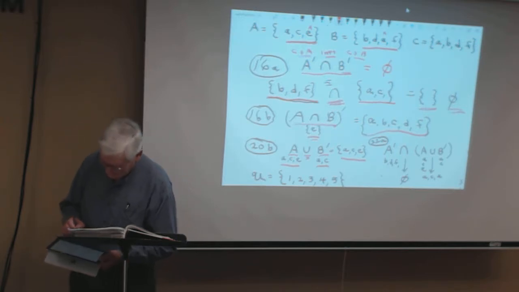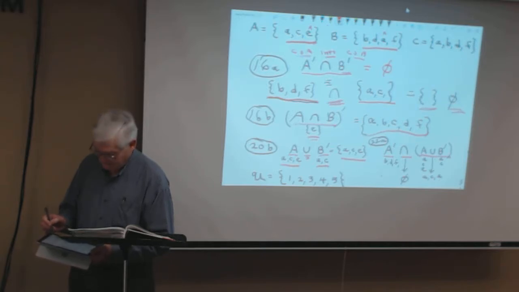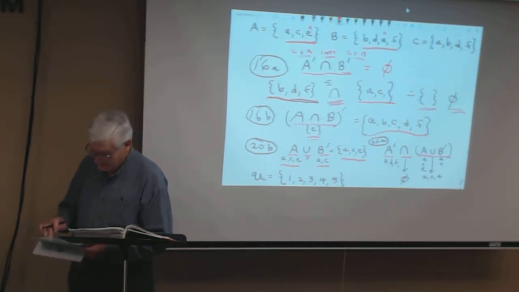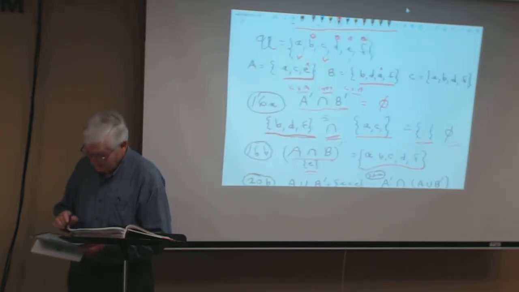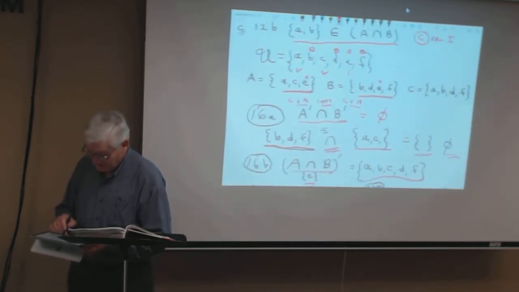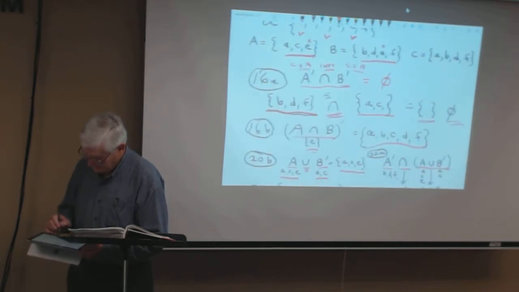22A. Now watch what 22A says. The complement of A intersect the union of A and the complement of B. You see how complicated this gets? Okay, no it isn't. What's the complement of A? A is ACE. So the complement of A is ACE leaves BDF. So the complement of A is BDF.